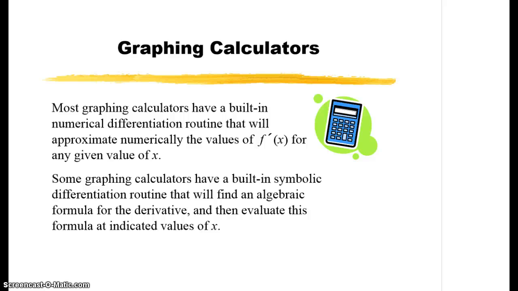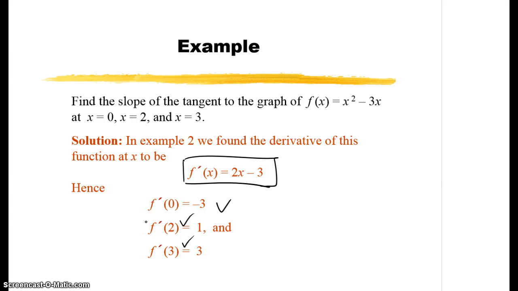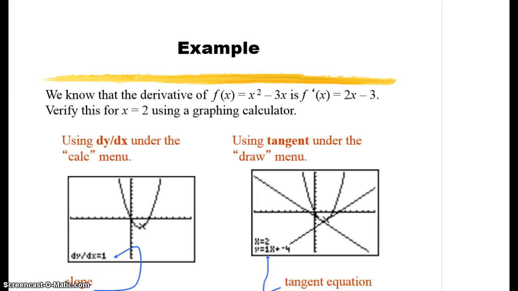Okay, one last thing to show you here. Most graphing calculators have a built-in numerical differentiation routine that you could use. And let's take a look at how that works. We know that the derivative is 2x minus 3. And then we already found out that at x equals 2, the derivative was 1. So they want us to verify in this slide on a calculator how this works. And you could use several commands to do it. Let me show you how to do that.